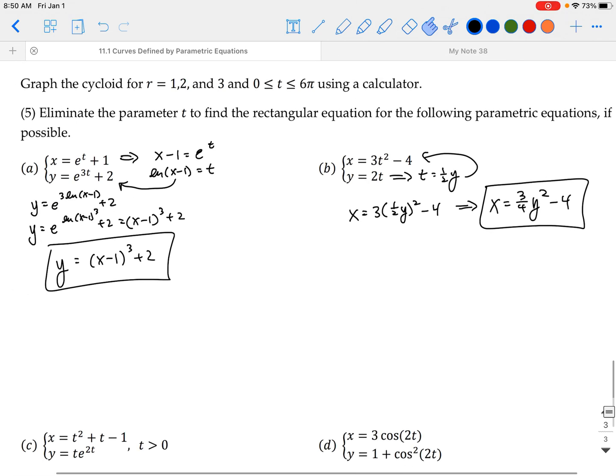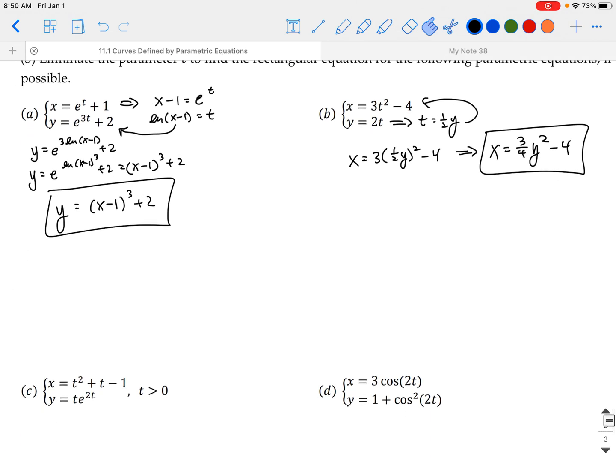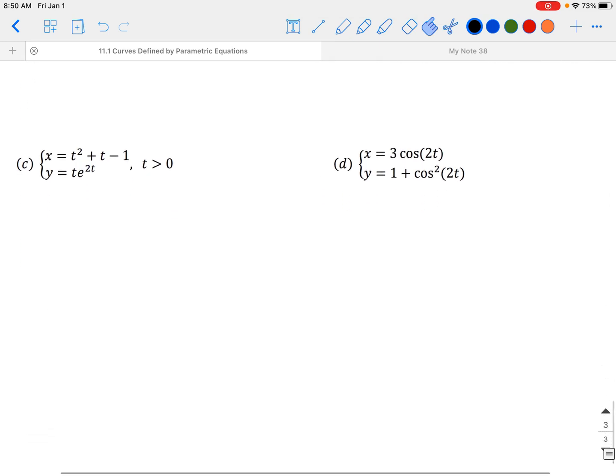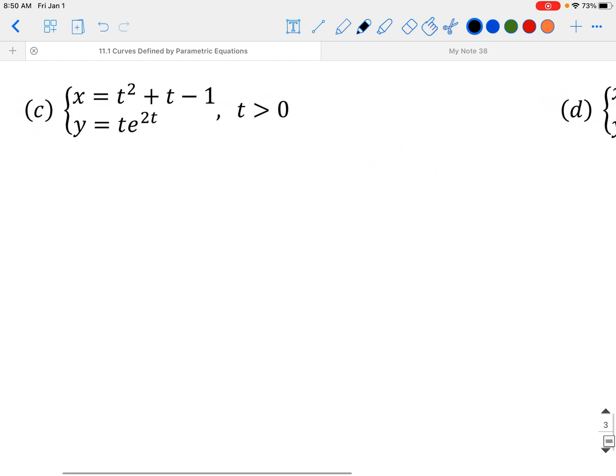And note in these examples, we're not given specific domains also. So for C, we're given a specific domain, but the other ones we're not. So we won't make any assumptions about what type of curve this should be. For C, so what are we going to get for C? Okay. So we know t is greater than 0, so that's good to know.